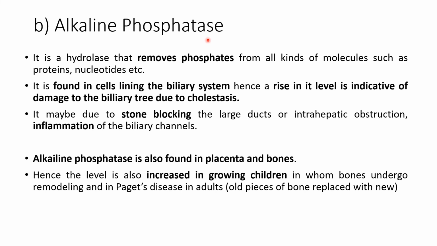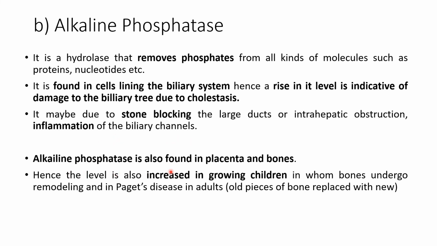Alkaline phosphatases. Phosphatases are hydrolases that remove phosphate groups from any kind of molecules, like proteins, even nucleotides, etc. And these phosphatases are found in cells lining the biliary system. Hence, a rise in the level is indicative of damage to the biliary tree due to cholestasis. This may also be due to a stone blocking the large ducts, or intrahepatic obstruction, or inflammation of biliary channels.